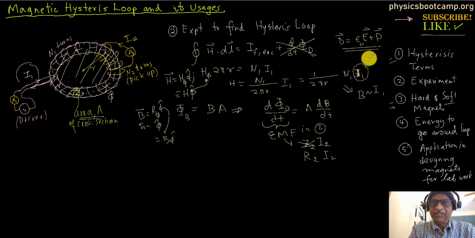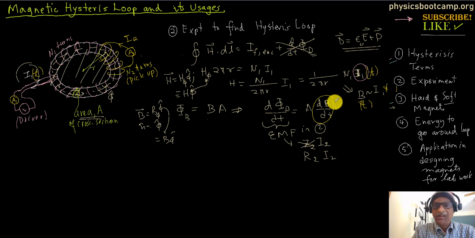So I1 is a function of time, I'm changing t. So B is a function of time. So this will create, and so I can say that dB/dt is R2 over A times I2. So how much is N2 I2?